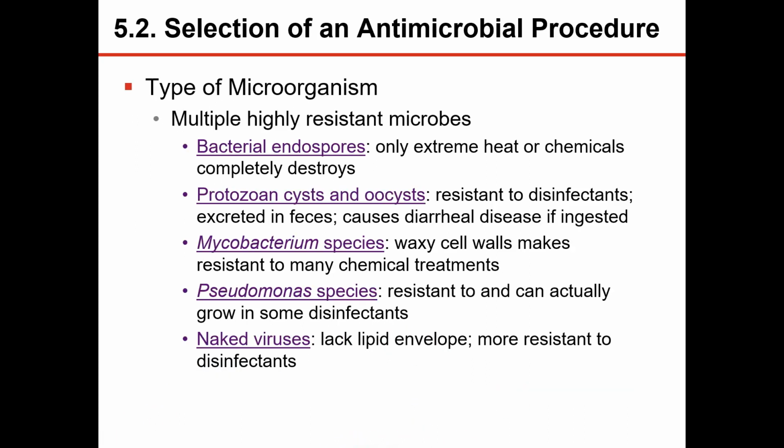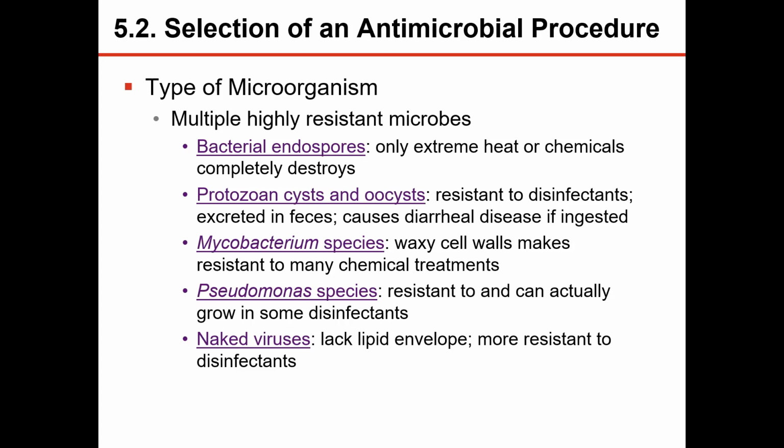So types of organisms. This listing here is the ones that are incredibly difficult to clean with standard procedures. Therefore, we have to come up with some alternative methods if we're expecting any of these to be available. So endospores we talked about in the past, mainly the Bacillus and the Clostridium genera. Only extreme heat or chemicals completely destroy them. So this is going to involve the autoclave typically to try to maximize our chances of eradicating all endospores.